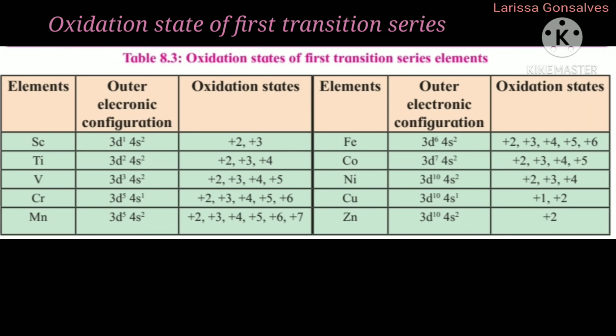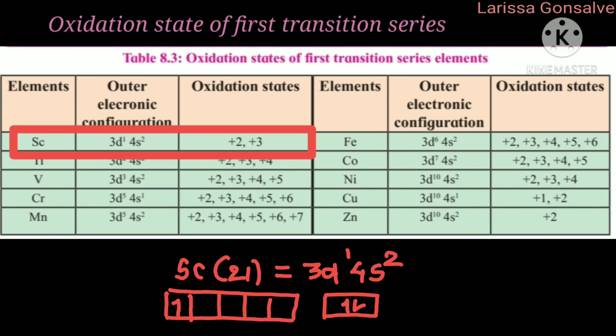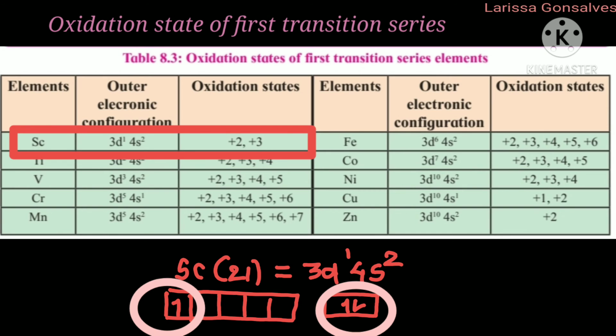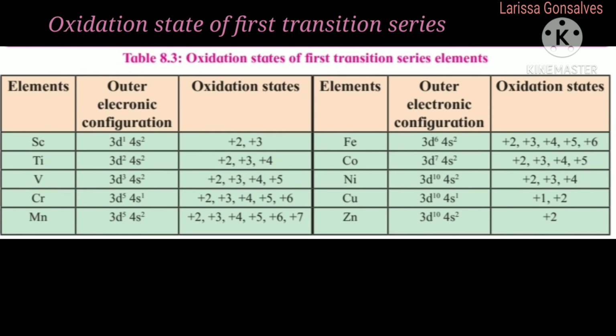Here is a table which gives us information about the oxidation states of the first transition series elements. So the first example is scandium. The outer electronic configuration is 3d¹4s². So if it is giving away 2 electrons from the 4s, then the oxidation state is +2. If it is giving 2 electrons from 4s and 1 unpaired electron from the d shell, then it can form the oxidation state of +3 as well.